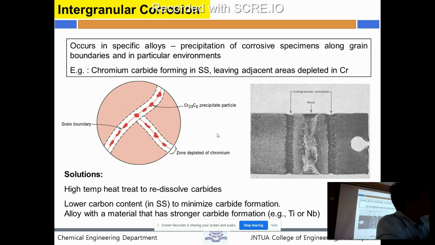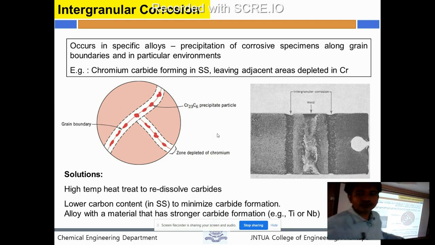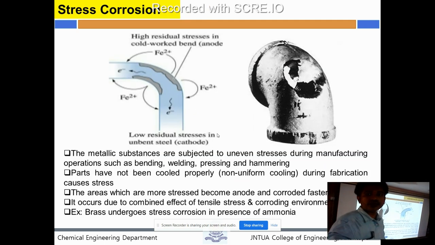So during this passage, ionic movement will be there. You will be tending towards the corrosion. This is called stress corrosion. Okay. Yeah, this is stress corrosion.